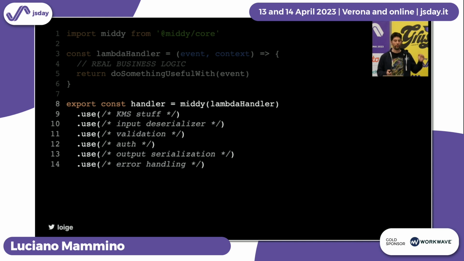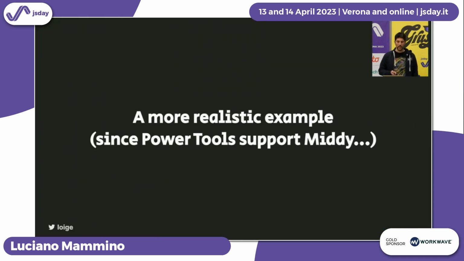So at this point you can call .use and basically attach different things that are important to you. For instance, KMS, input deserializer, validation, authentication, and so on. So basically now from line 3 to 6, we have what's important to us, and everything else has been moved out into middleware functions. Now, just to see a more realistic example, since Powertools also supports Middy, let's see how we can combine Powertools and Middy to make our code a little bit better and a little bit cleaner.